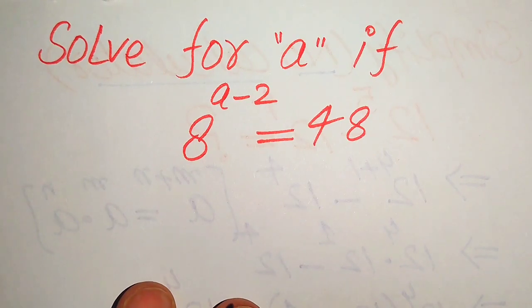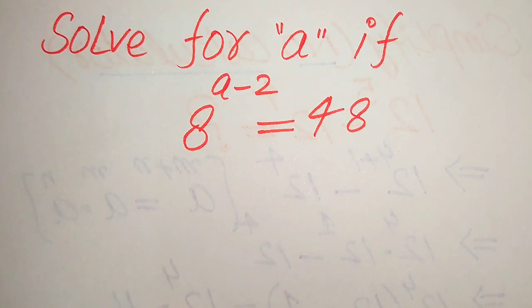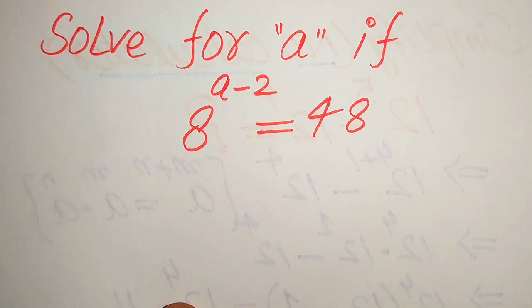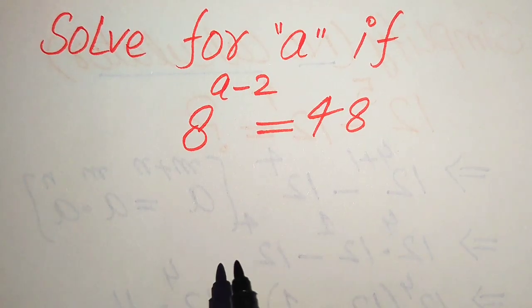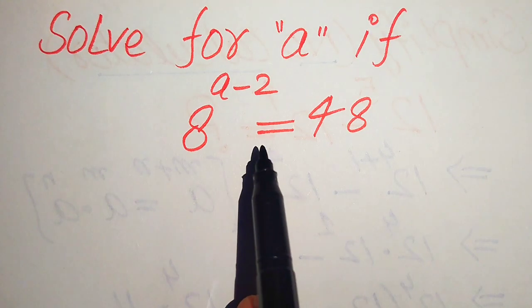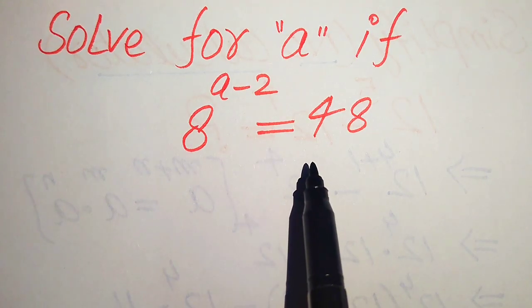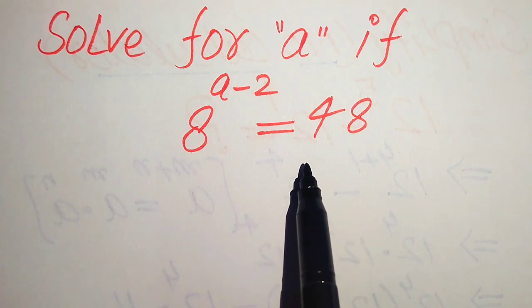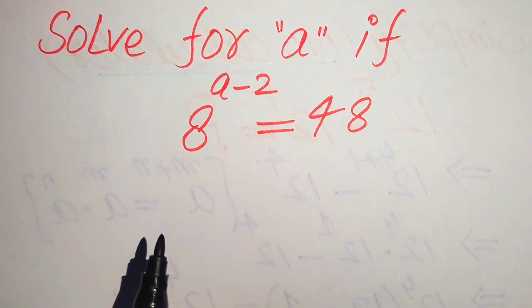Hello everyone, today I want to show you how to solve this problem for the values of a. If we have 8 to the power of a minus 2 equals 48, we solve this problem for all the values of a.